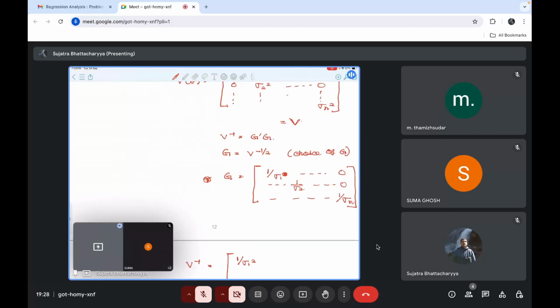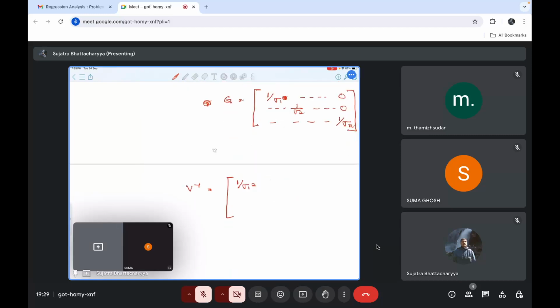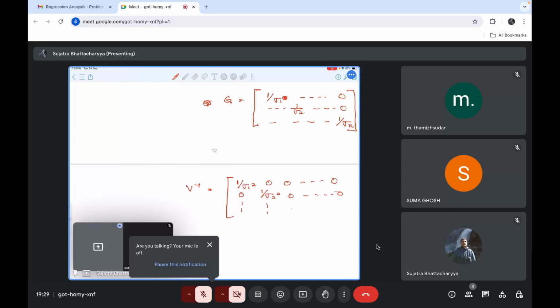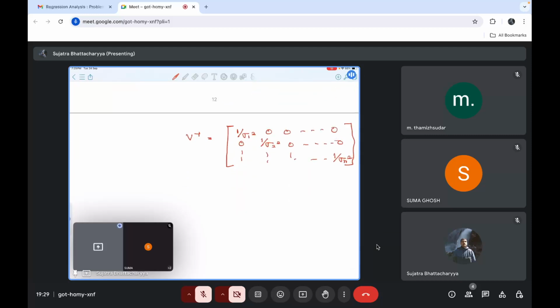Isn't it? See, V to the power minus half is this. So V to the power minus 1 will be what? Just the square of that. So this 0, 0, and so on up to 0, 0, 1 upon sigma 2 square, 0 to 0, and so on. This will be 1 upon sigma n square. Okay. So this is your V inverse.